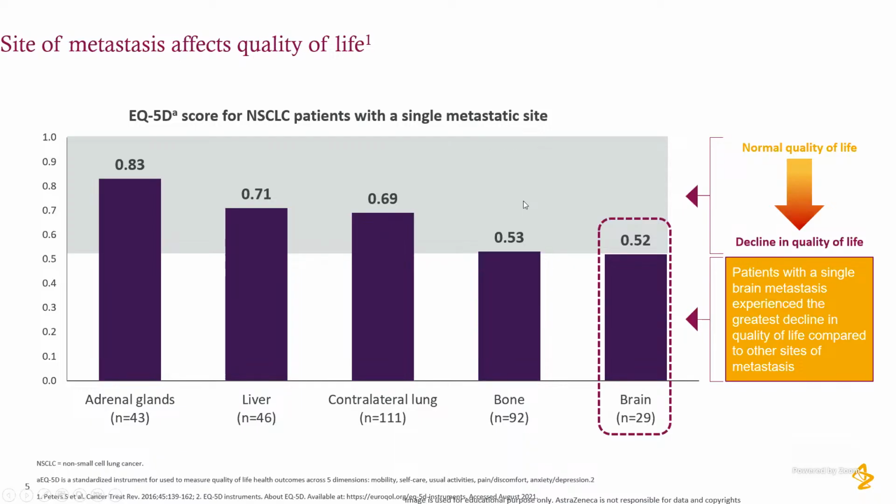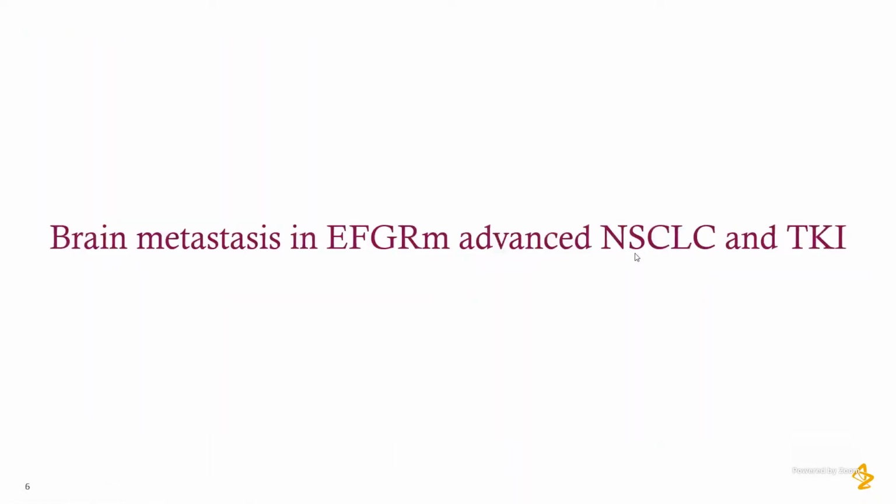They have kept some variables like mobility, self-care, activities, pain, depression, divided into 5 subcategories, and depending upon severity they have put a mark from 0 to 100, and some of the marks are put in this graph. So if brain metastasis and bone metastasis are present, this affects the quality of life very significantly.